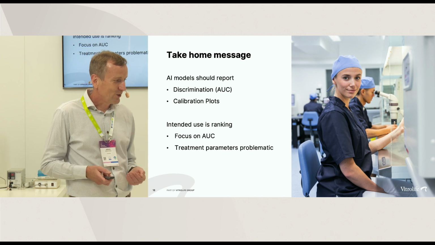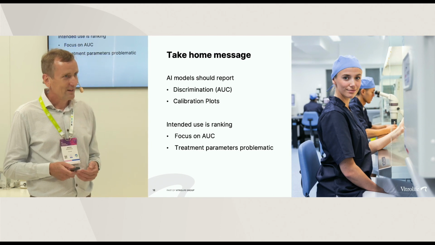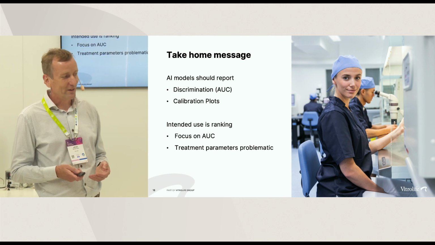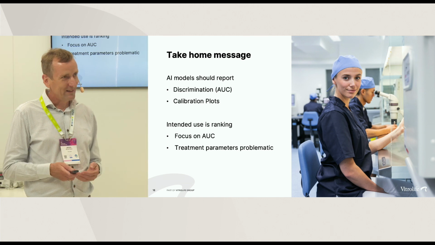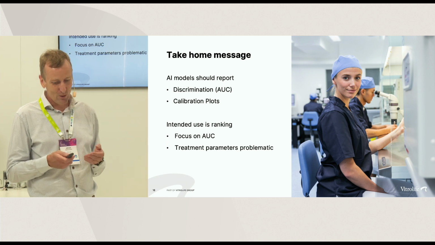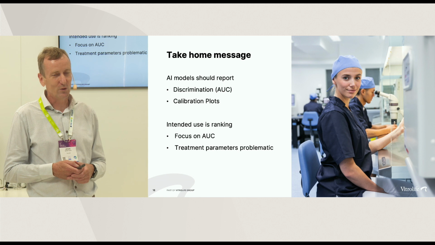So my take-home message is that all AI models should report those two measurements that I've been talking about, and that goes both if you make your own AI, but also when you're reading an article. Please notice these two performance measures. And as I said, if you are planning to use an AI for embryo ranking, then you should focus on AUCs, because AUC is actually a quite simple measurement. And if you are to include treatment parameters, then that is problematic, or you at least have to be aware that there are differences between including and not including treatment parameters.